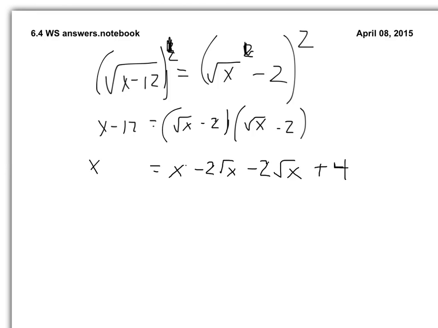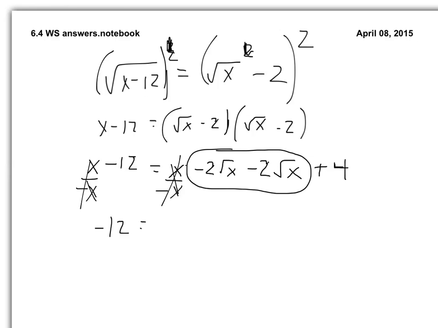Okay, and that's still equal to x minus 12. Okay, so nice thing here is this x and this x will end up canceling out. Okay, you could subtract x from both sides. So I'll go ahead and do that now. Subtract x, and those go away. So now we're left with negative 12 equals, and at the same time here I'm going to combine these. These are like terms. Okay, negative 2 root x minus 2 root x is negative 4 root x. Okay, and then we have plus 4.